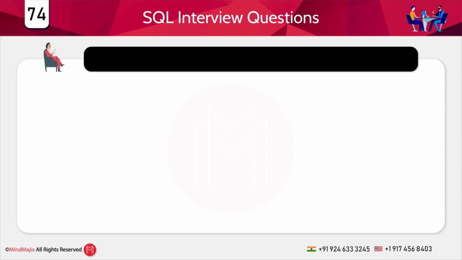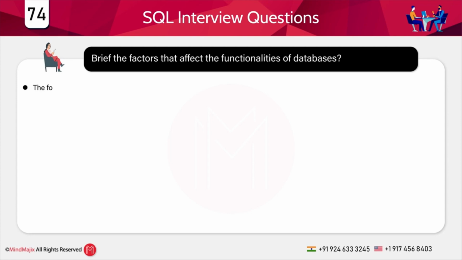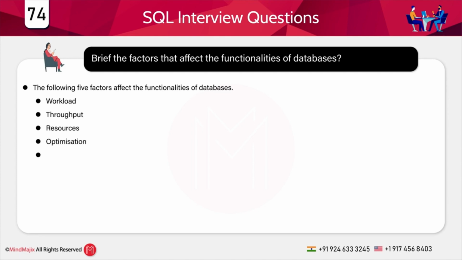The next question is, brief the factors that affect the functionalities of a database. Basically, there are 5 factors that affect the functionality of the database, as you can see on the screen. And these 5 factors are workload, throughput, resources, optimization, and contention.